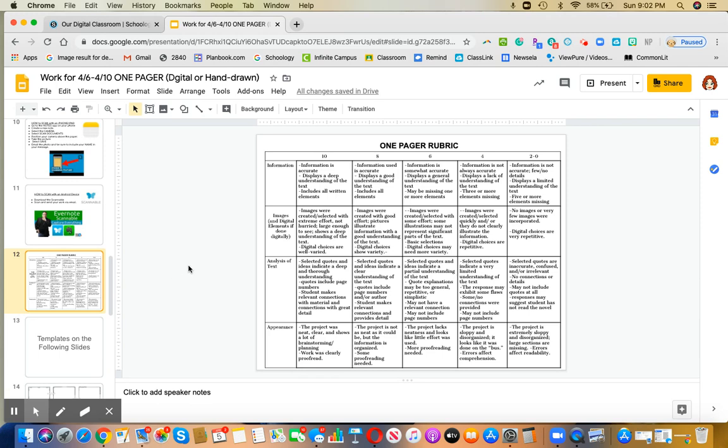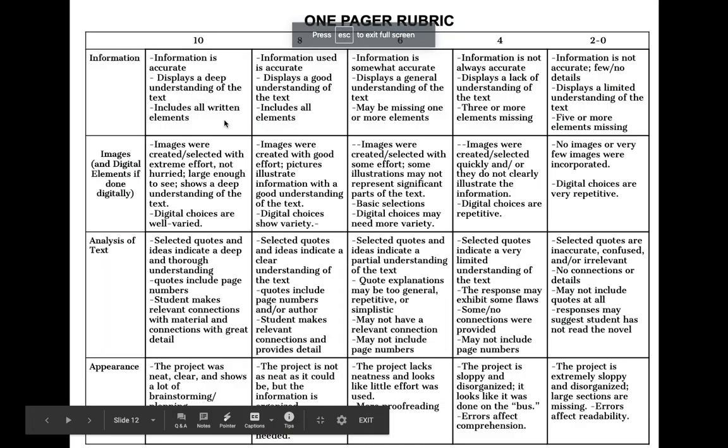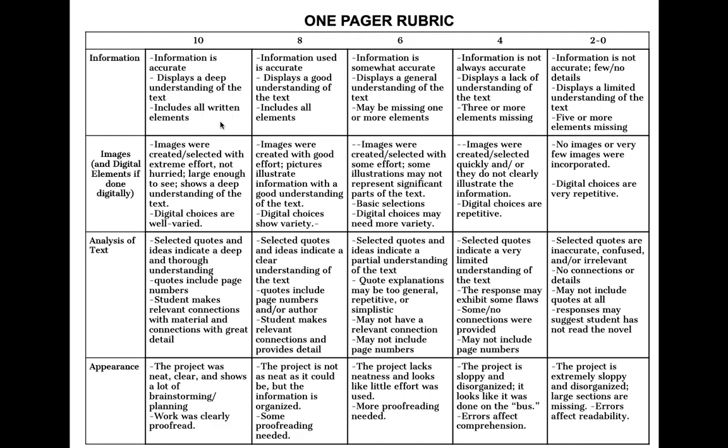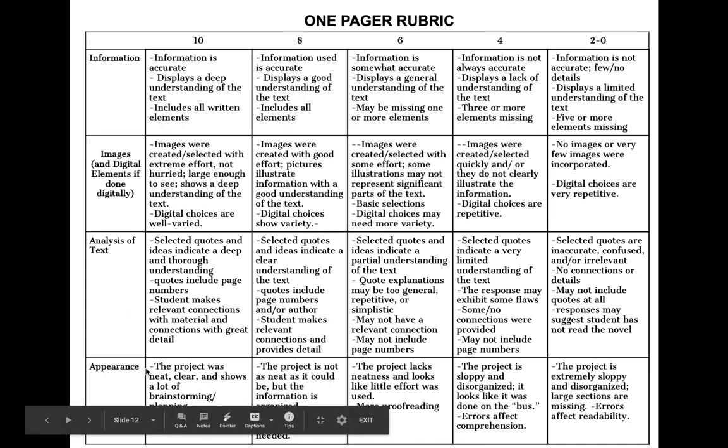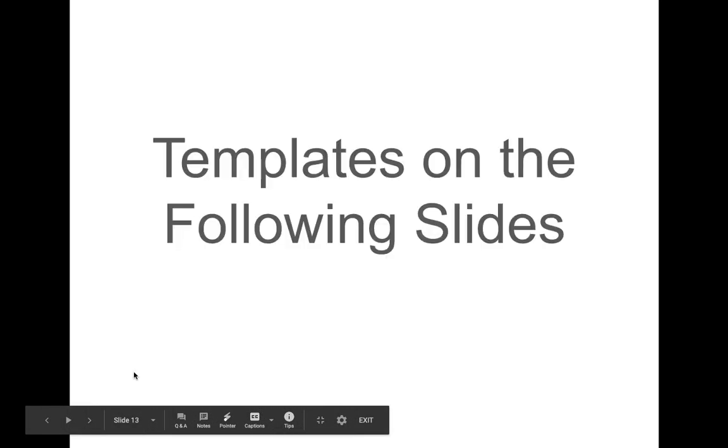Over here we have a rubric. That's another thing you may want to print out. A few things just to point out on our rubric. The one pager is worth 40 points. Of course, that all falls into, did you have accurate information? Is it a deep understanding? Is everything well written? Are your images selected with effort? Does it look like you have varied choices throughout? Are the quotes that you chose showing a deep understanding of the novel? Did you use page numbers, make relevant connections? Is it neat and clear? All of that is going to count.